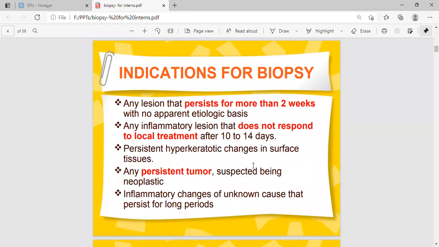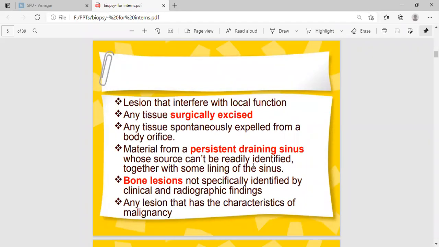Then persistent hyperkeratotic changes on the surface of the tissues. Any persistent tumor suspected of being neoplastic. Inflammatory changes of a known cause that persist for long periods. Lesions that interfere with local function, for example fibroma or mucocele, or a fibroma on the tongue. These are the lesions which usually interfere with local function.